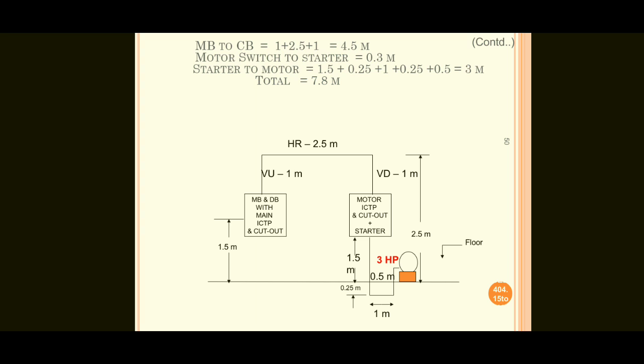Now this is the single line diagram for 3 HP. MB to CB is 4.5 meter. So 1 plus 2.5 plus 1.